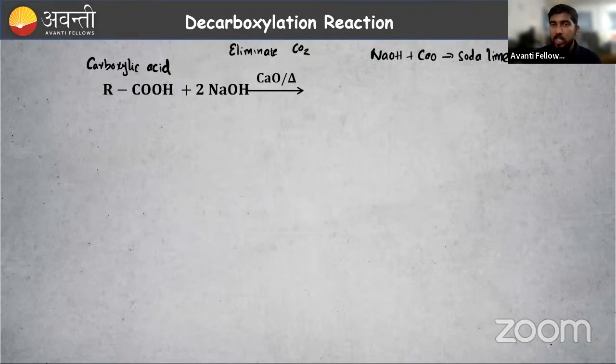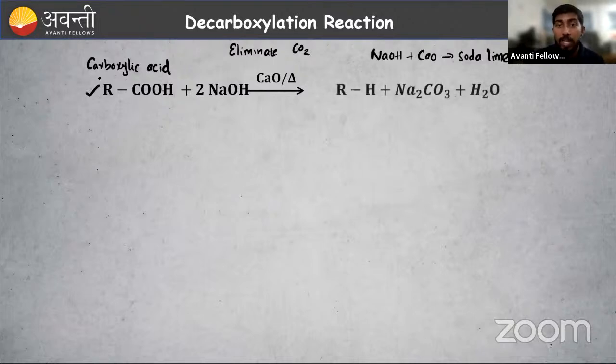Decarboxylation, that is elimination of carbon dioxide. What is carboxylation? We have to add carbon dioxide. So we are taking a carboxylic acid. Here we have a carboxylic acid, then NaOH and CaO. We are heating that one. So what is the product obtained? We are studying the preparation of alkanes. So one product must be our alkane. Then some more products are obtained. Na2CO3 is formed, H2O is formed.